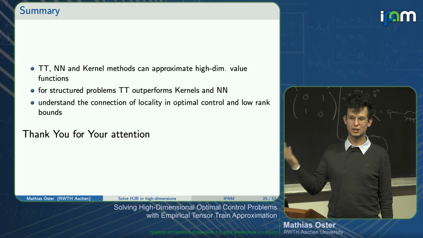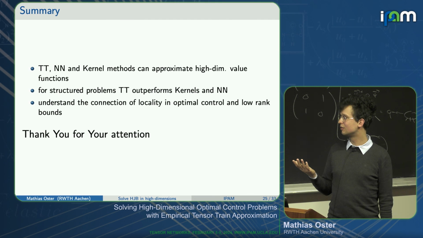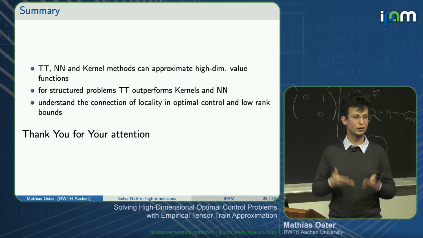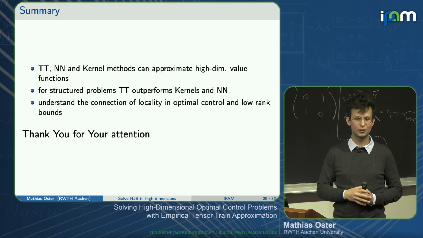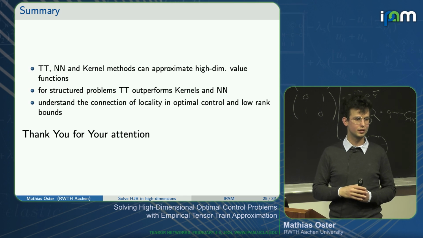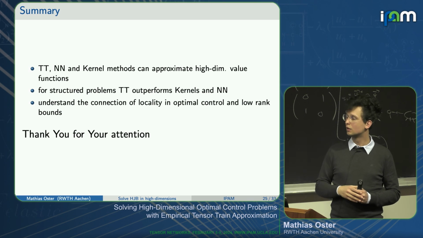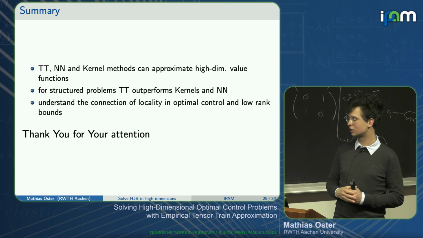And this is something we really would like to prove, and where I would really like to get some input from probably the physics community, who would have a lot of intuition about how locality is reflected in the bond dimension. This is one of the open questions we really would like to answer next: why the TTs are so good in this optimal control setting.